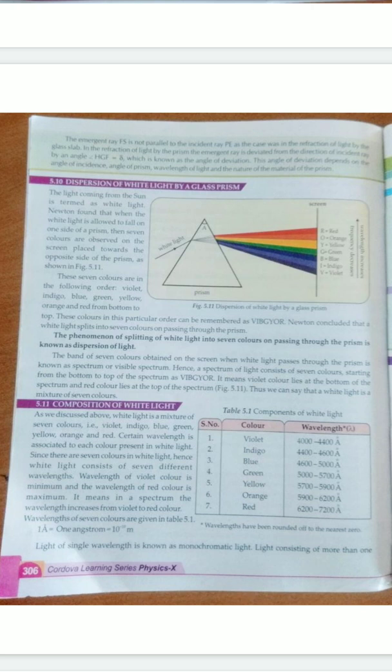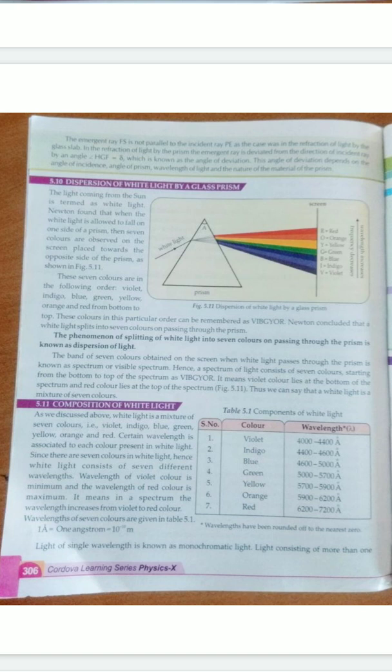The band of 7 colors obtained on the screen when white light passes through the prism is known as a spectrum, and it is also known as the visible spectrum. Hence, a spectrum of light consists of 7 colors, starting from the bottom to top as V, I, B, G, Y, O, R, VIBGYOR. It means that violet lies at the bottom of the spectrum and red lies at the top of the spectrum. Thus, we can say that white light is a mixture of 7 colors.